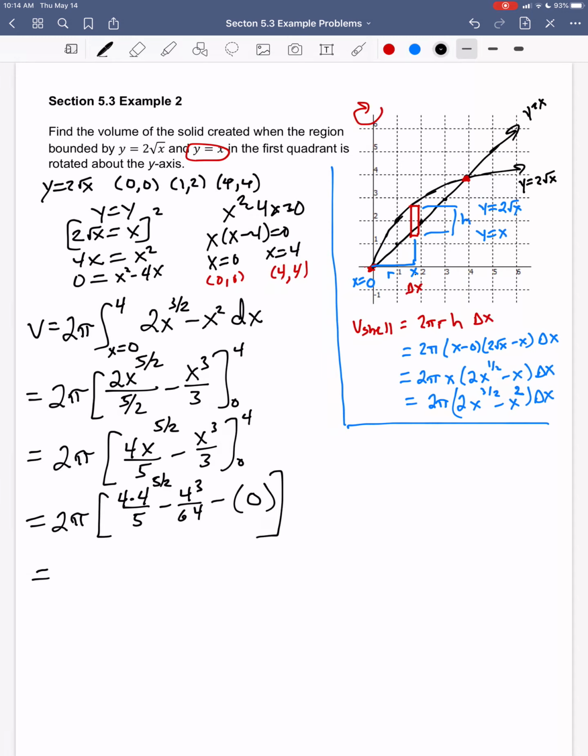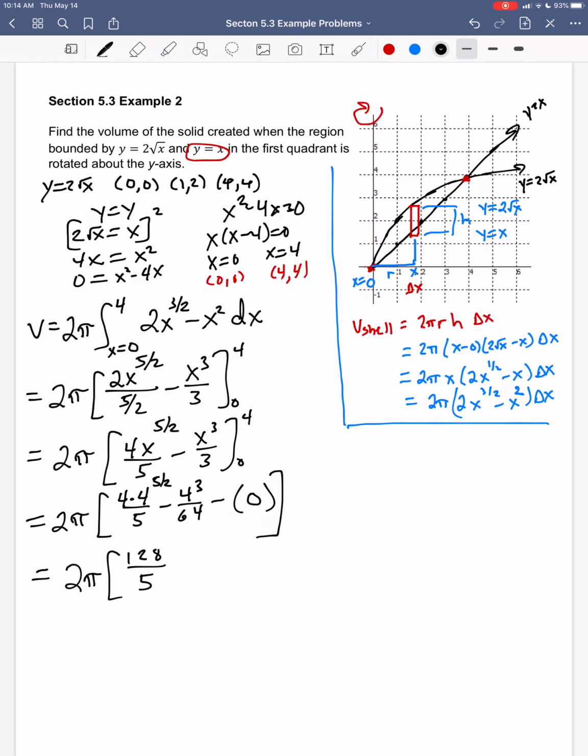So how do I do this? Remember, fractional exponents. The numerator is the power, the denominator is the root. So this 2 says I'm going to take the square root of 4, and then I'm going to take that to the 5th power. So the square root of 4 is 2, 2 to the 5th power is 32. So I'm going to get 4 times 32, that's going to give me 128 over 5. You can check that.